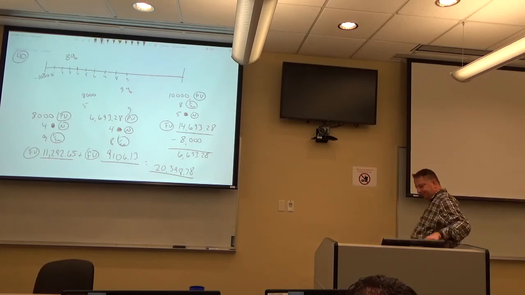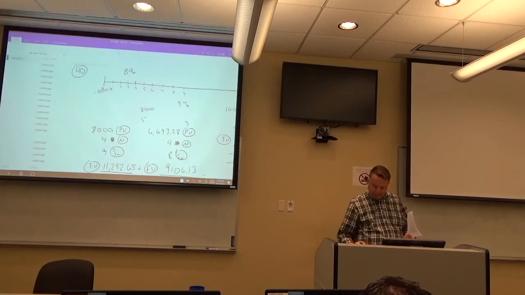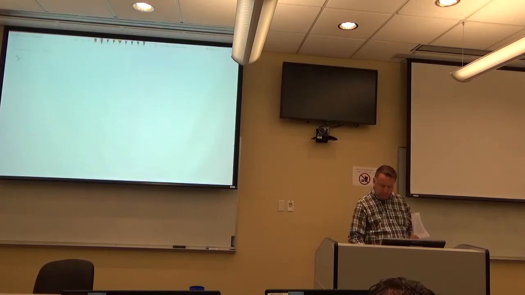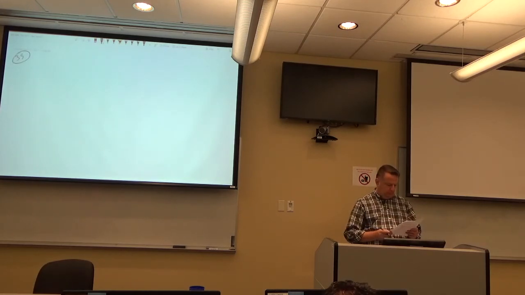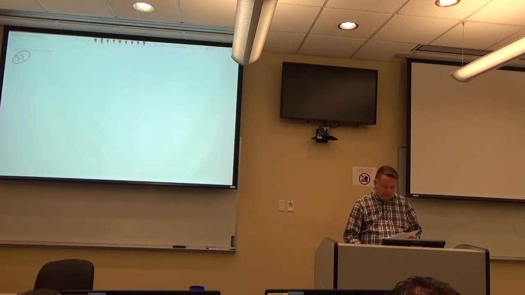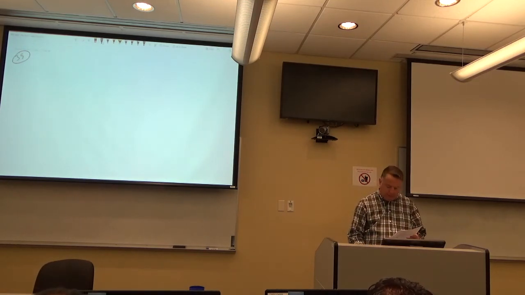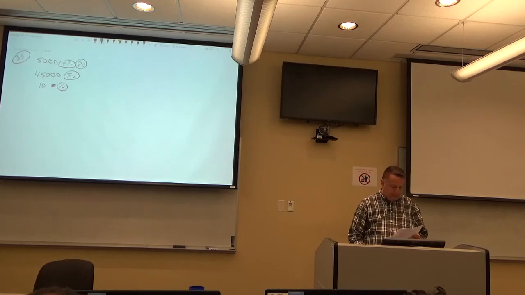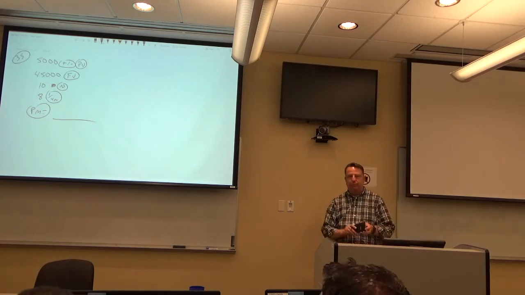All right. Next one. 39. Okay, so with this one, once again, annual compounding. So we're going to start off with 5,000 in the account as our present value. We want to accumulate 45,000 as our future value after 10 years, and 8% interest. And we are simply going to be solving for what is the payment that we need to make each of the next 10 years to accomplish that goal.